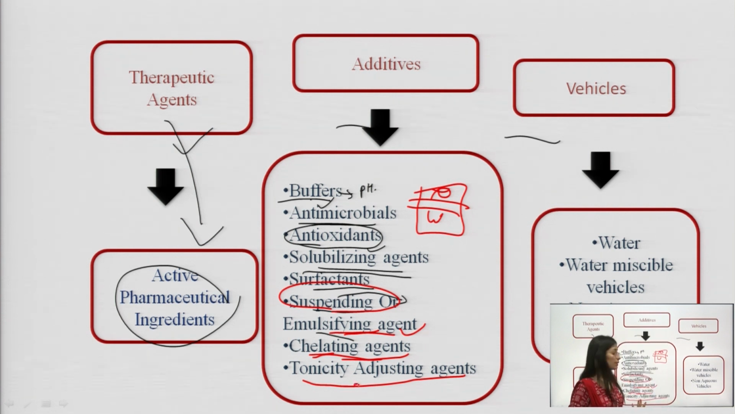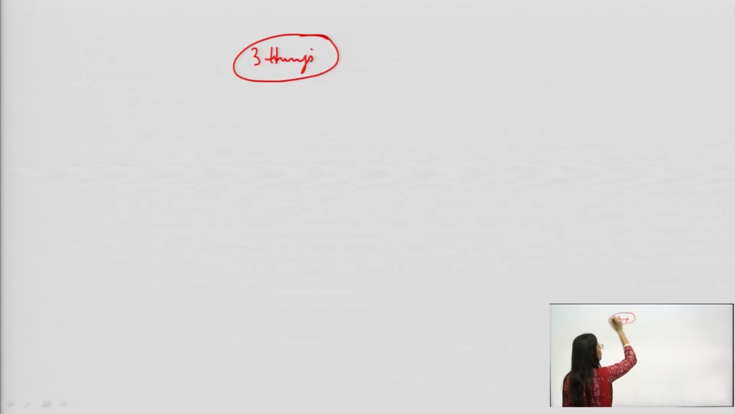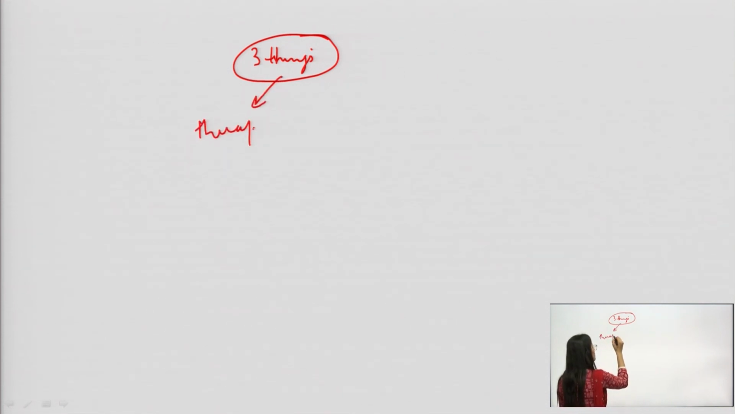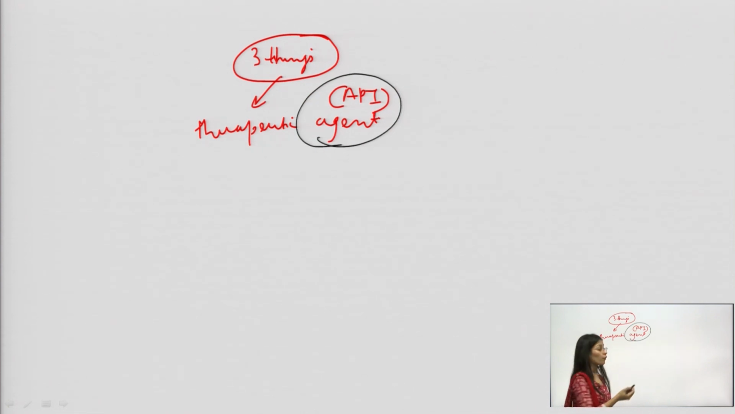Tonicity adjusting agents, I told you, so let's understand everything in brief. There are three things that you have to keep in mind when reading this topic. Number one, the therapeutic agent. The therapeutic agent is basically the API, or active pharmaceutical ingredient. That active pharmaceutical ingredient is the core of any formulation that we are going to use.